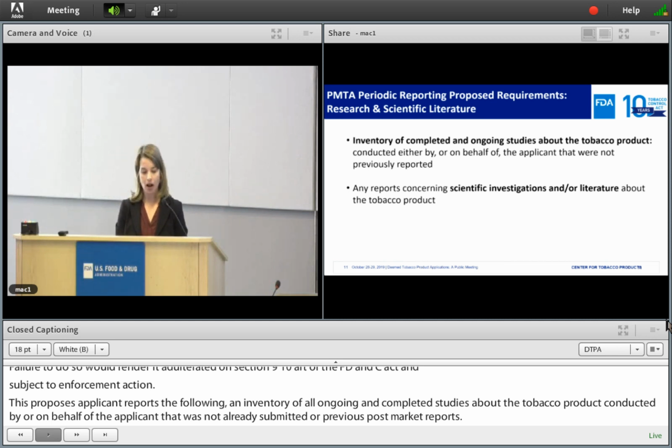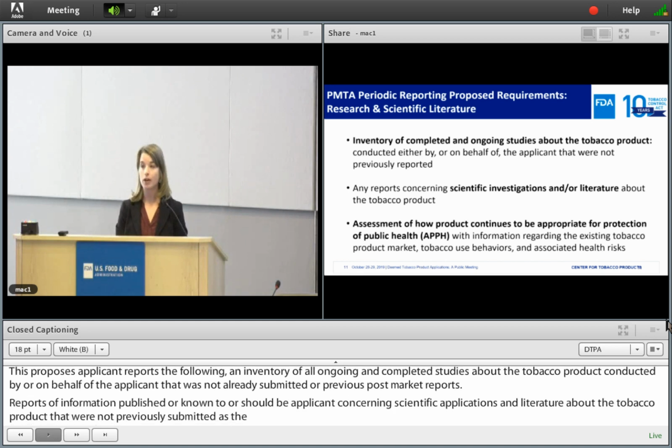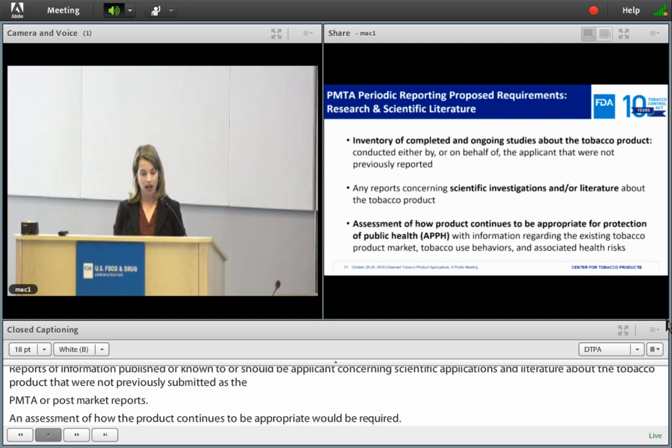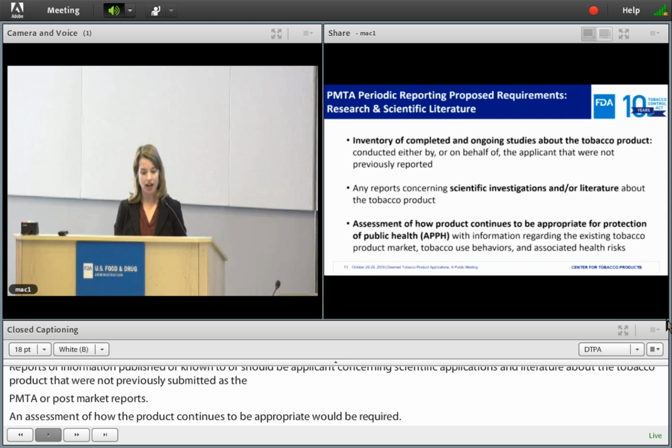An assessment of how the product continues to be appropriate for the protection of public health would be required. When determining whether the marketing of a particular new tobacco product would be appropriate for the protection of public health, FDA will evaluate the factors in light of available information regarding the existing tobacco product market, tobacco use behaviors, and associated health risks at the time of review.